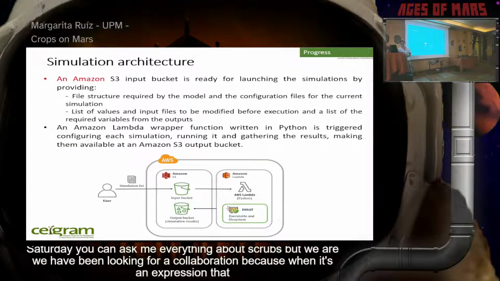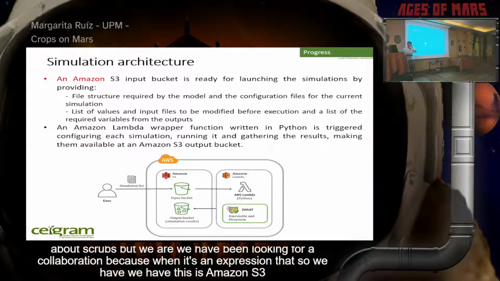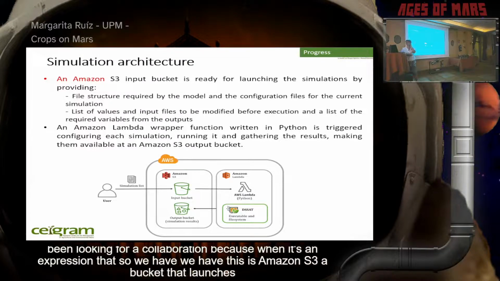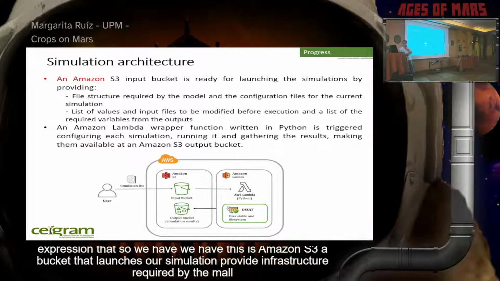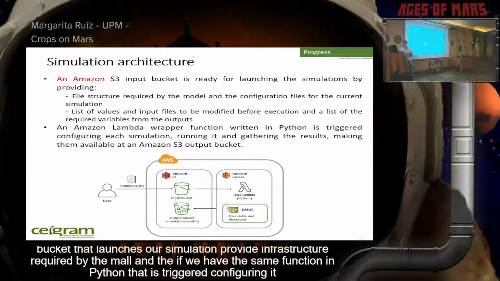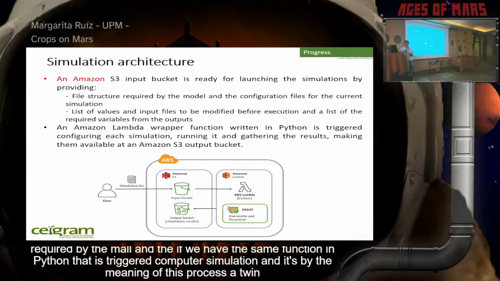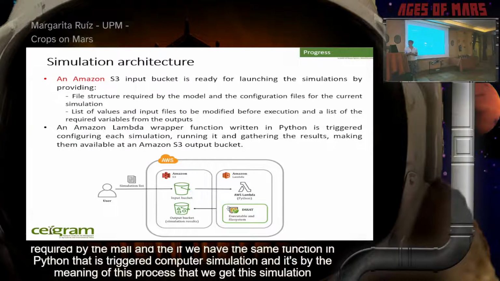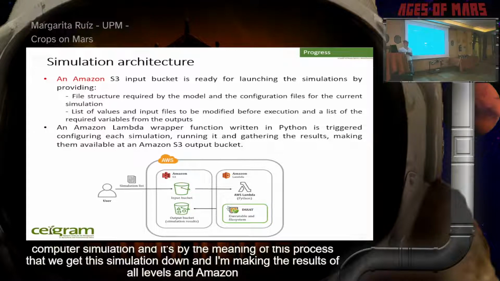So we have this Amazon S3 input bucket that launches our simulation, providing the file structure required by the model, and we have this Amazon Lambda wrapper function in Python that is triggered, configuring each simulation, and it's by means of this process that we get this simulation done, and making the results available in an Amazon S3 output bucket.